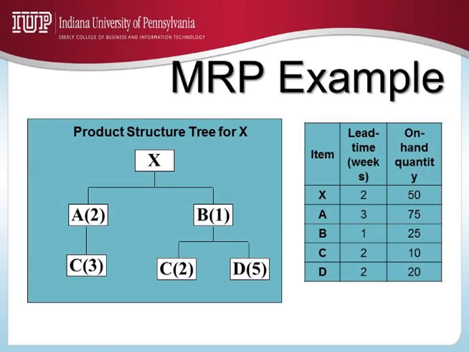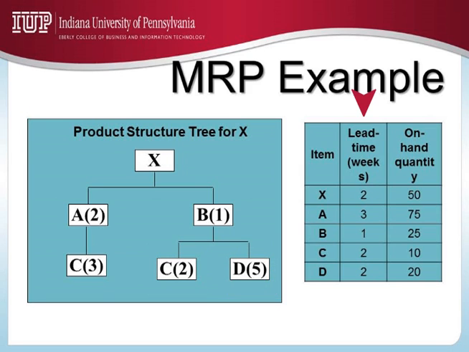Now let us look at another example of MRP. Here you have a much simpler product structure. You have the end item X. You have 2 of A's required in an X, 1 B in X, 3 C's in 1A, 2 C's in 1B, 5 D's in 1B.